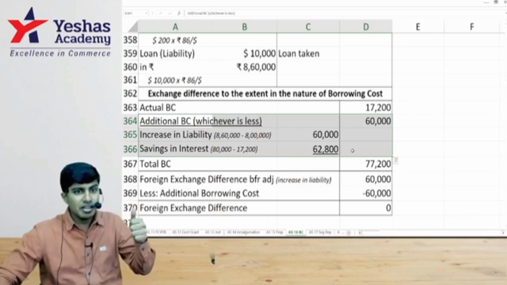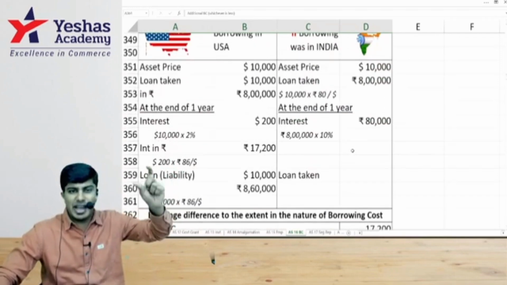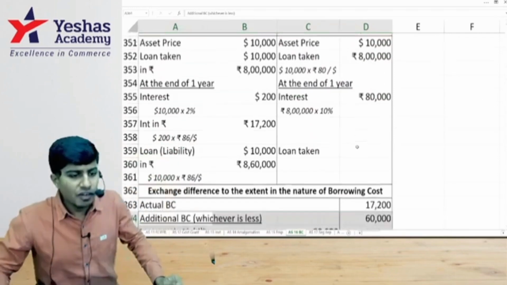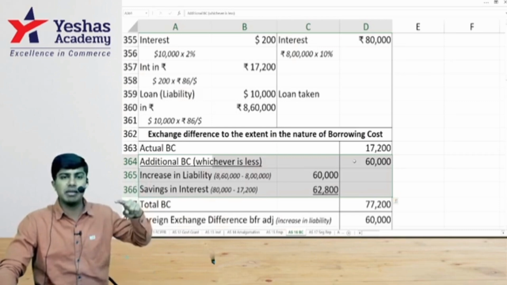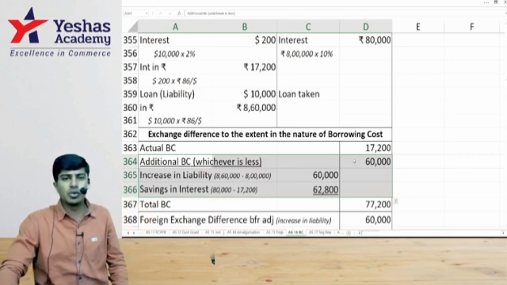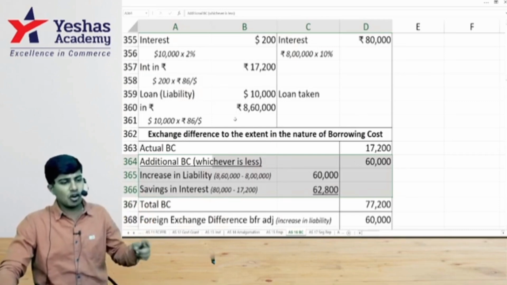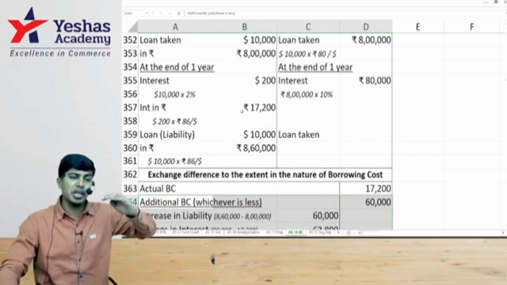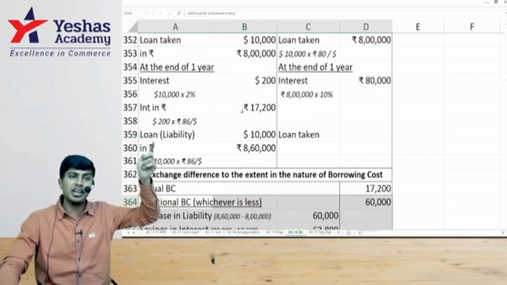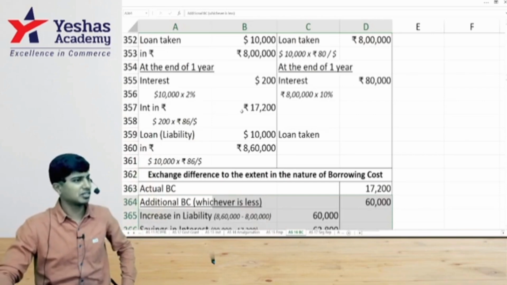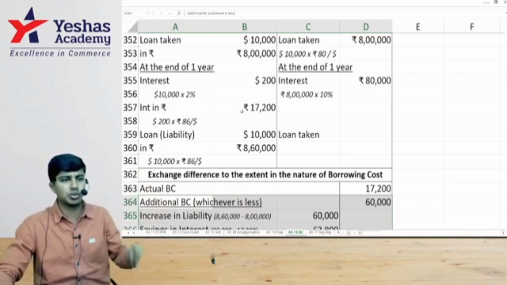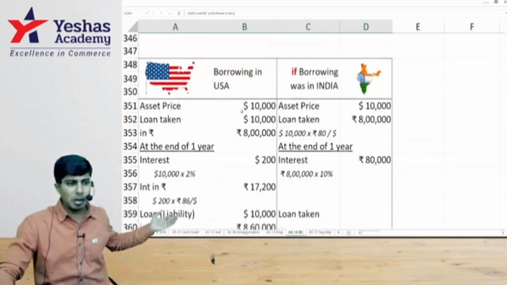Did you understand this? We did the first scenario where it was matching, almost 100 rupees different. We're doing another scenario where the entire foreign exchange difference has become additional borrowing cost. Next, we'll do a question where this foreign exchange difference with interest will be more than the borrowing if it would have been made in India. So there will be higher exchange difference. I'll make you do one last question. But for now, please copy this solution.